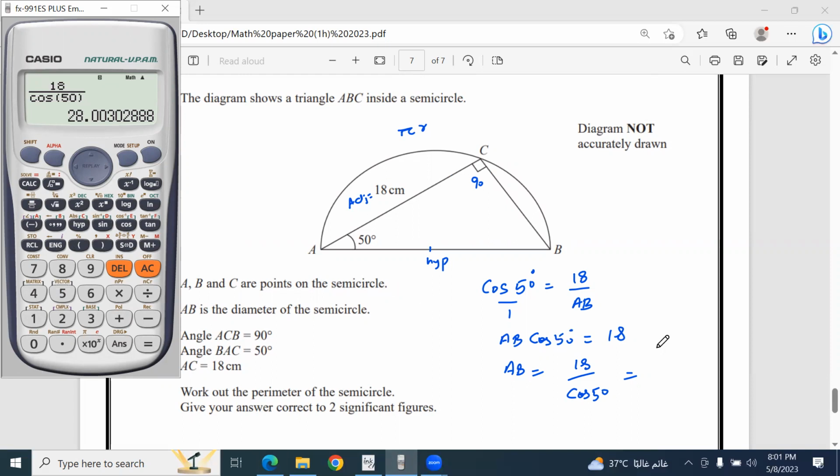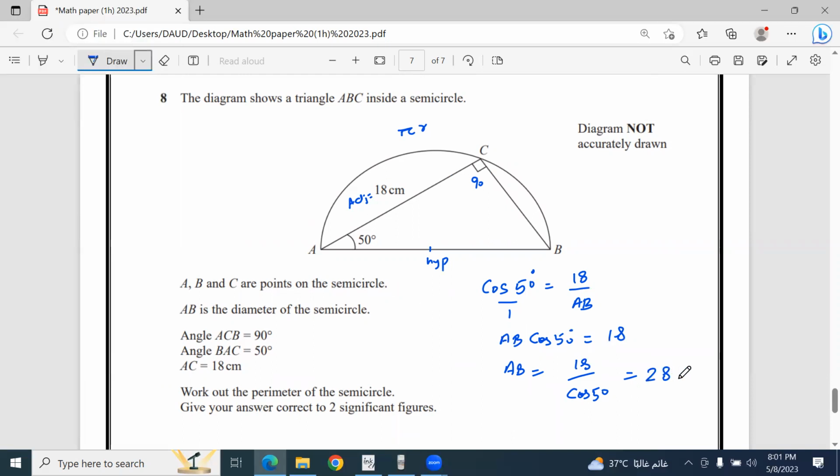We have 28. So remember, 28 centimeters is the AB length, that is the diameter. And if you want to find the radius, the radius is half of the diameter. So 28 divided by 2 gives us 14.